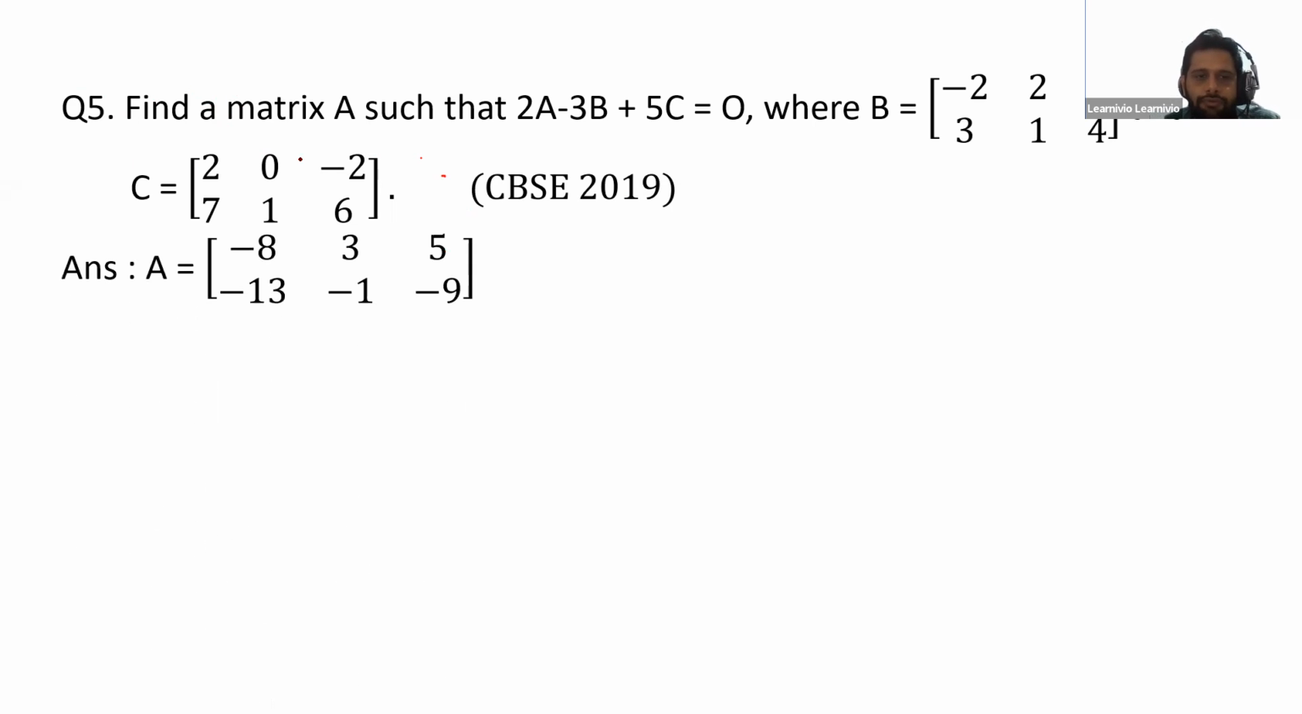Okay, sir. So -835, -13, -1, and -9. Very good. Very good, Shiva. Very good, Shiva. This is correct. Good. Maziha, very good. This is correct.